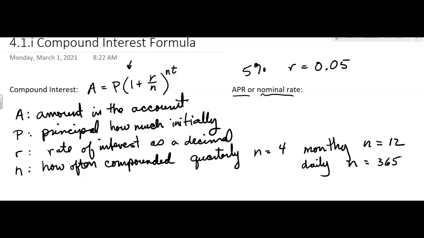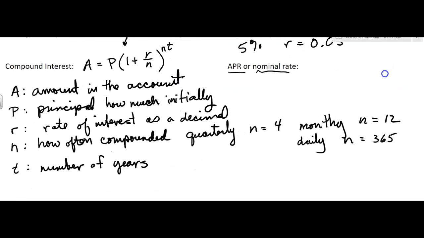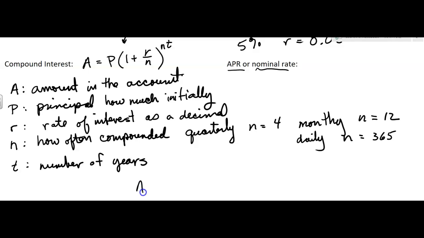Okay, and then T represents the number of years. So let me just scroll up a little bit here and we'll go with my example. The amount in the account, if I put $10,000 in, and then I had an annual interest rate of 5%, and I was compounding quarterly, then when you go to do it in the exponent, you're going to have to make sure that both N and T are in the exponent. So N would be 4, and if I did it for 10 years, it would look something like that, okay?